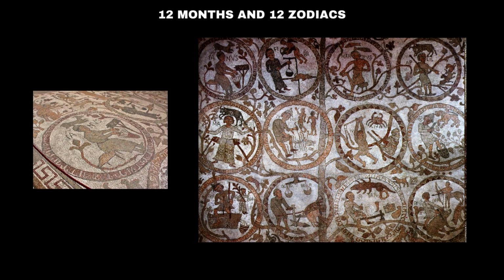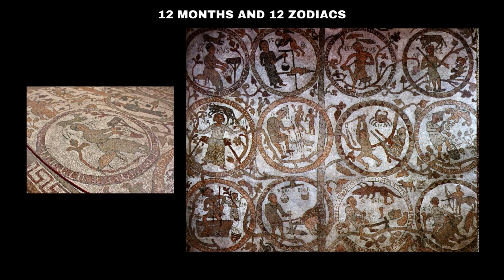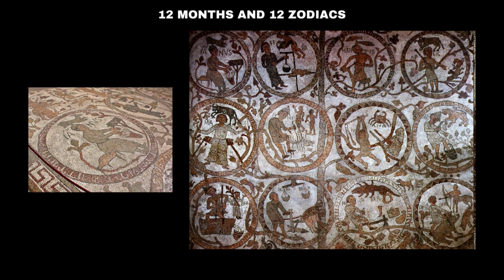Next on the Tree of Life floor mosaic are the 12 months and the 12 corresponding zodiacs. Each one displays a scene corresponding to each month and the symbol connected to each zodiac.